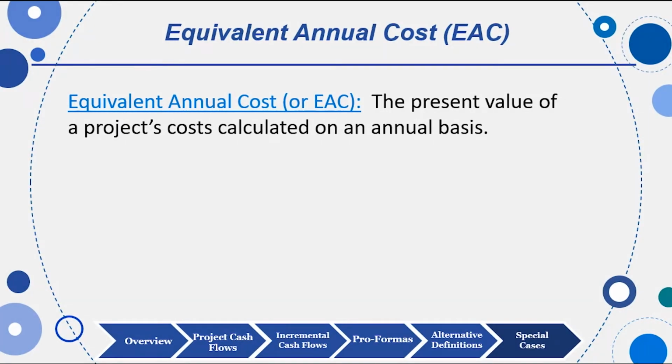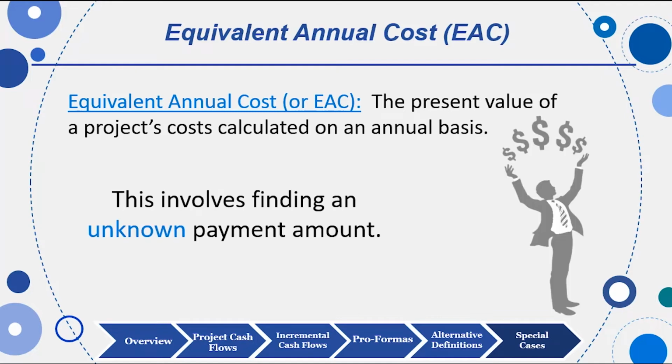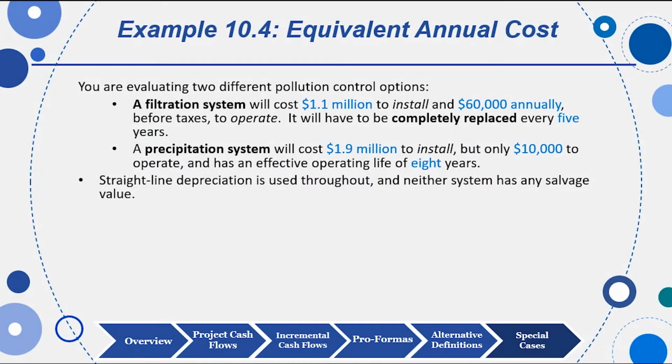To do these equipment analyses with differing lives, we have to do the EAC, equivalent annual cost, calculated on an annual basis. So calculate the EAC, still doing the same methods: income statement, balance sheet, and cash flow for both possibilities. And then I want to look at an unknown payment amount, which is the cheapest to buy.